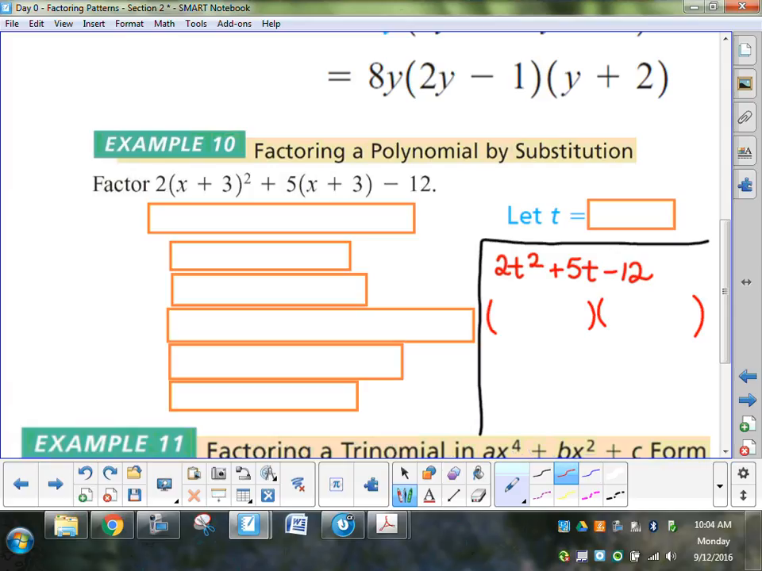2t plus 3 plus 1 minus 4. All right, let's see if that works out. First terms give me the 2t squared. The outside, I've got a negative 8 and a positive 3. Negative 8 and positive 3 means I get a negative 5.